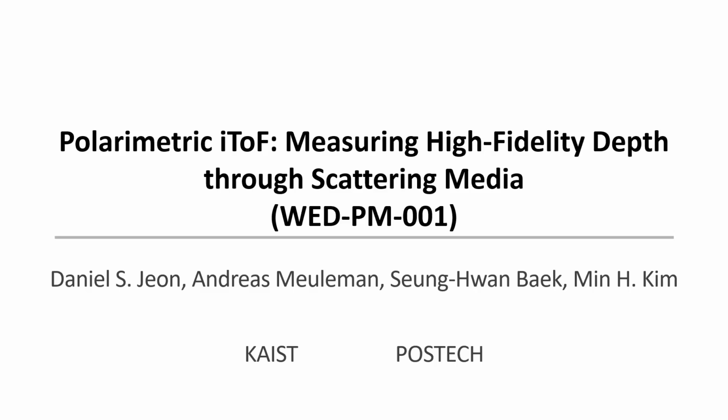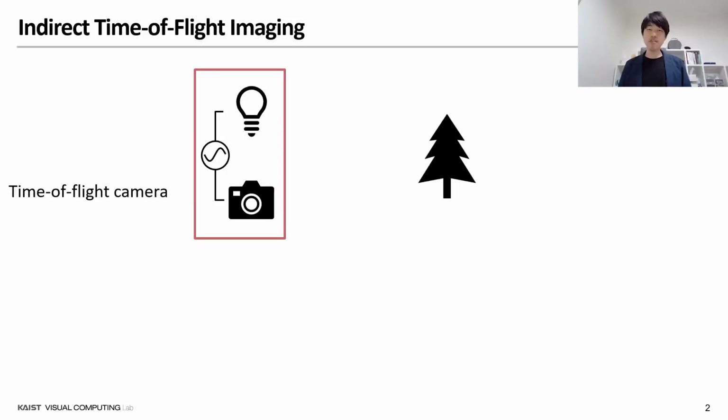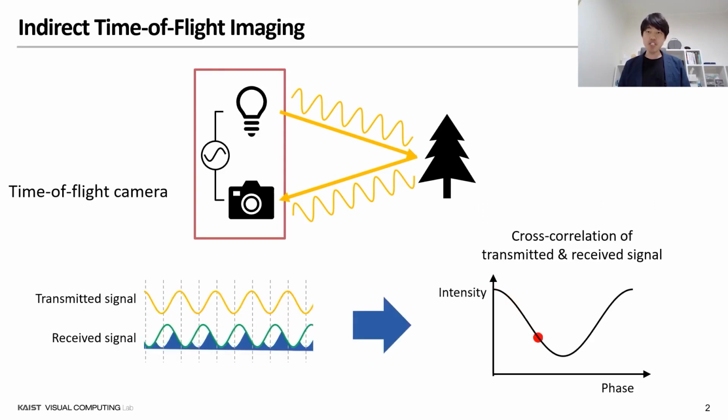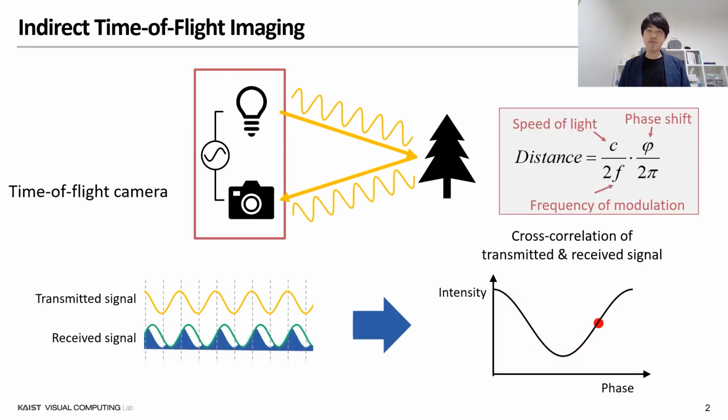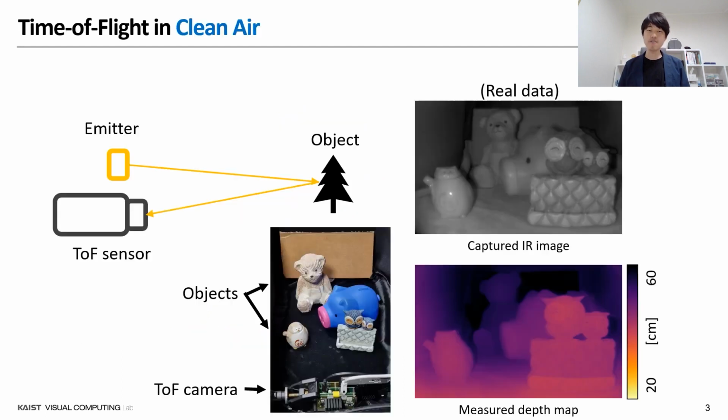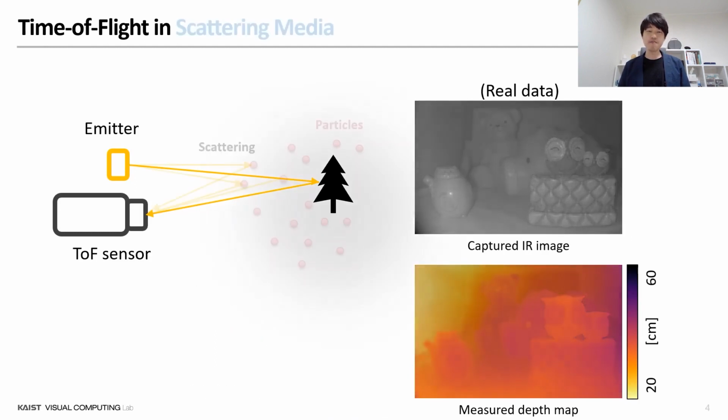High-precision polarimetric iToF to measure high-fidelity depth through scattering media. An indirect time-of-flight camera emits sinusoidal signals and receives reflected signals. Then the measured intensity change depends on phase, which is proportional to the distance between the camera and an object. By calculating per-pixel phase shift from the captured intensities, we can obtain a depth map of the scene.